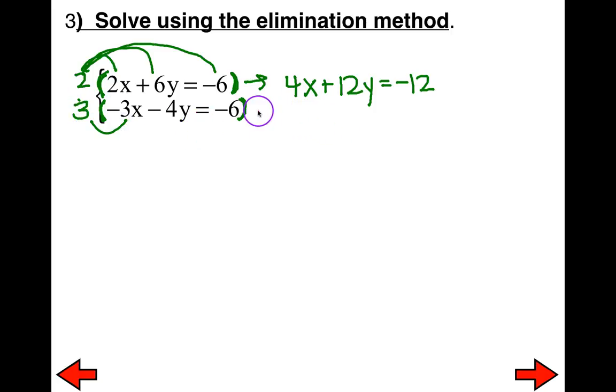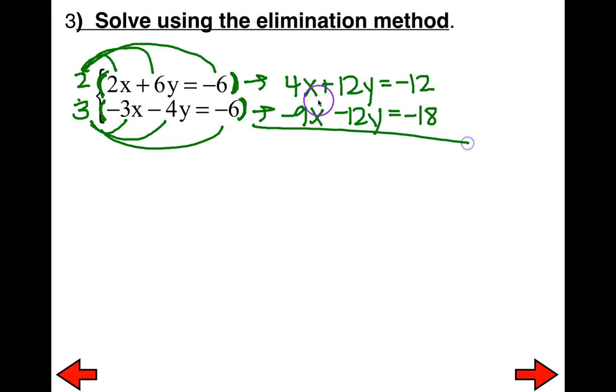So it's going to give me a negative 9x minus 12y equals negative 18. Here we have a negative 5x, the y's cancel out, equals negative 30. Divide both sides by a negative 5. The negatives cancel each other out, leaving me with just x equals 6.